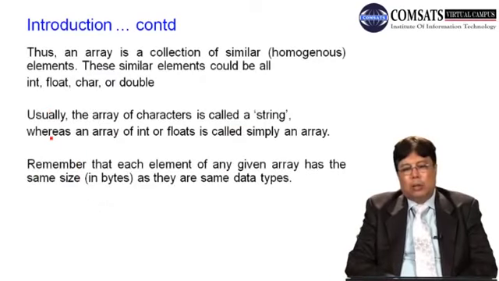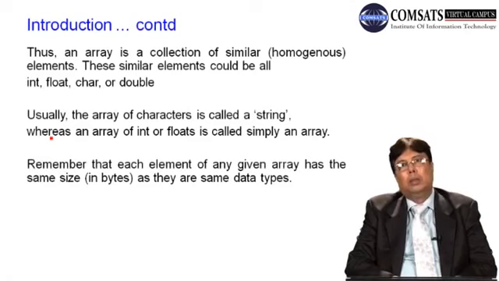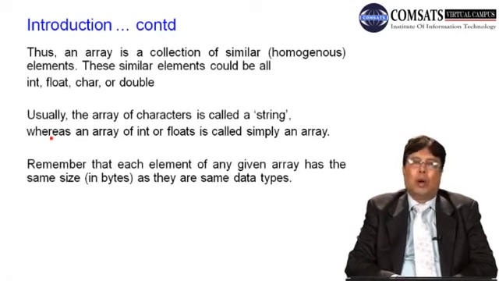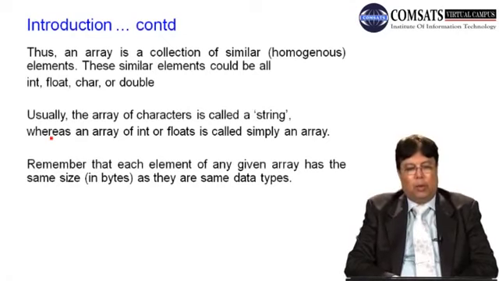So an array is a collection of similar, means homogeneous elements. These elements could be all either integer और फ्लोट और करेक्टर और डबल. ये जो 4 वैलिड डेटा टाइप्स हैं इनमें से कोई एक वैलिड डेटा टाइप होगा, इसका मिक्स एंड मैच नहीं होगा.